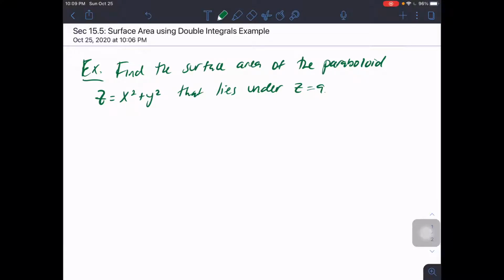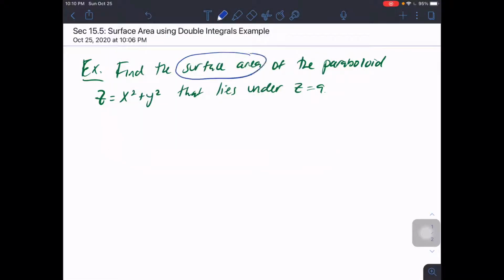Let's see, we're going to look at how to find the surface area using double integrals of this particular example. So let's see what they're asking us. It says, find the surface area of the paraboloid. So they're already telling us it's a paraboloid, z equals x squared plus y squared, that lies under z equals 9. And so remember, this is just a plane where z equals 9. So let's see here. They're asking us for surface area, okay?